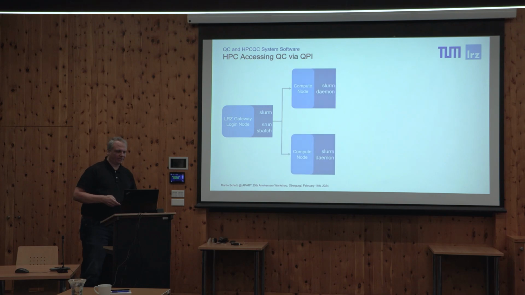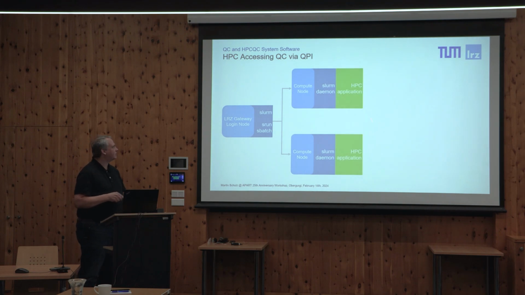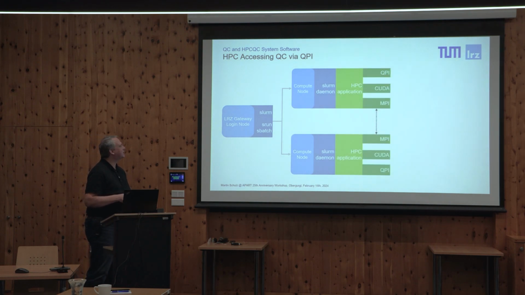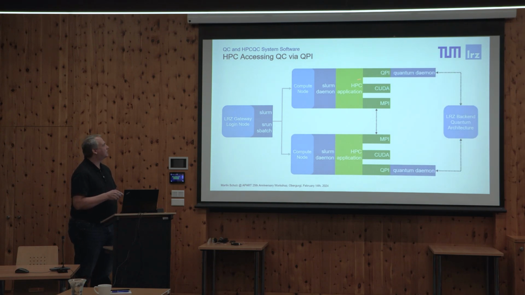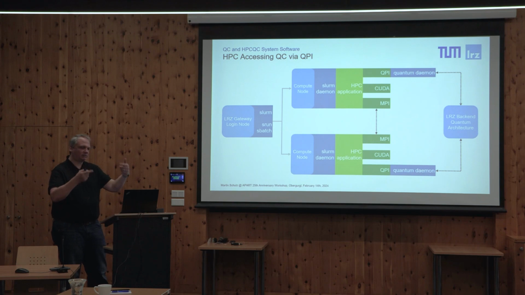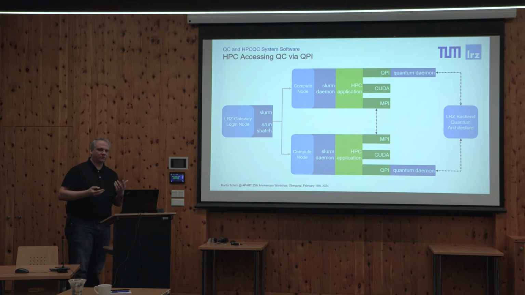And so the way we kind of see this as a sketch, you have a typical HPC part: you log in, you start your compute nodes where your Slurm daemon lies, that starts the HPC application, which can be an MPI code, right? You have things like CUDA, you have GPU accelerators, and QPI would be just another library you link in that then connects to the quantum daemon, which is part of the infrastructure of talking to the quantum system. Then they coordinate the right way and send this to the quantum backend for execution.